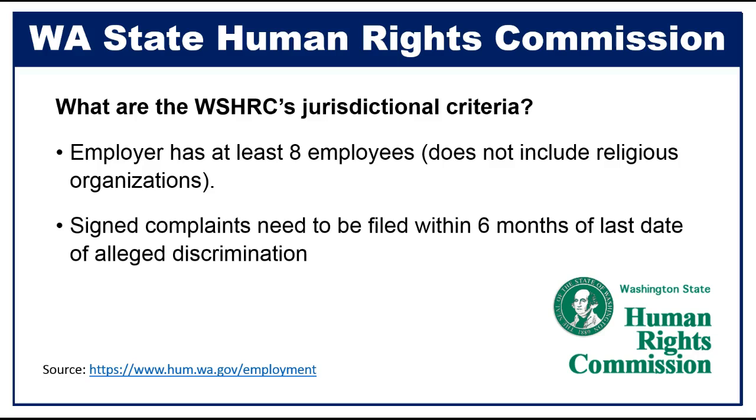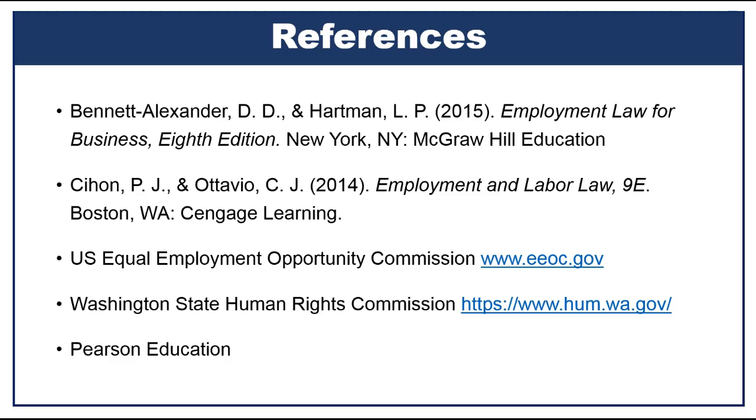And our jurisdictional criteria is also a much lower bar. Whereas the federal government will say 15 employees, we're actually saying at least 8 employees. And it does not include religious organizations in this case, and signed complaints need to be filed within 6 months of the last date of alleged discrimination, which is similar and in harmony with the EEOC.